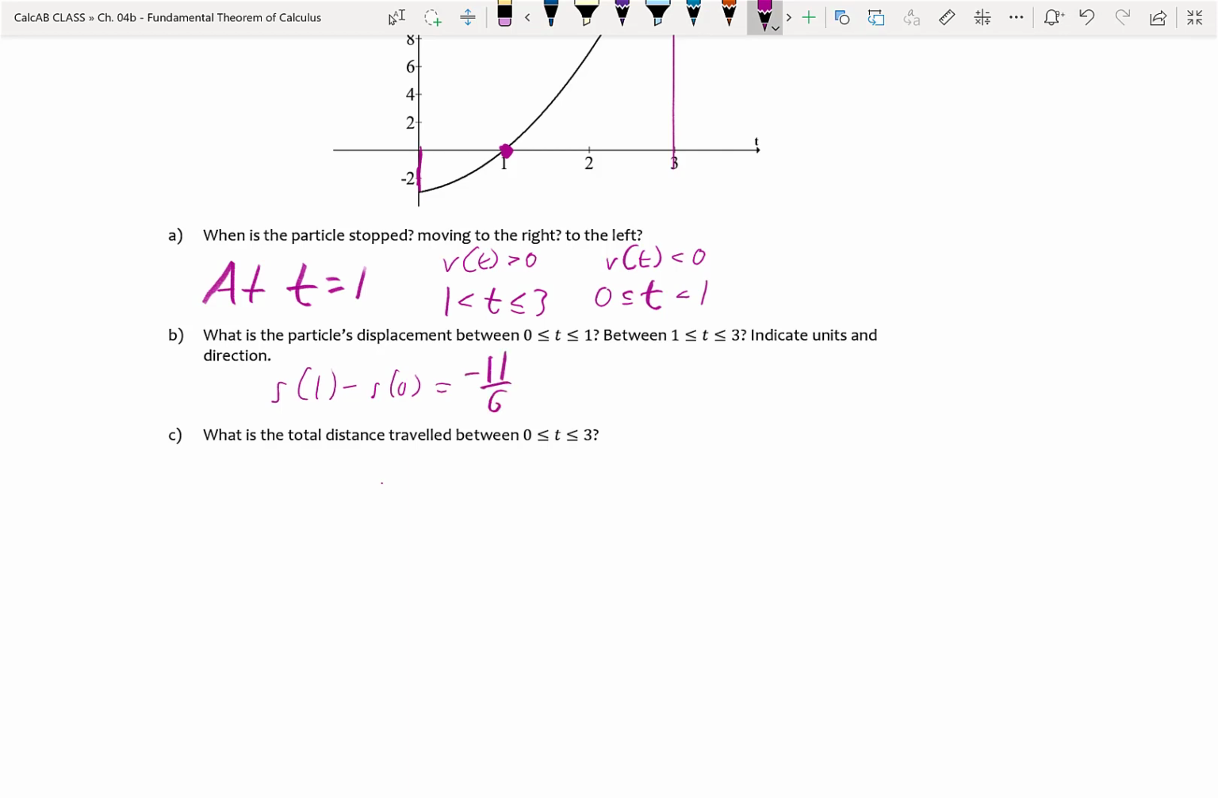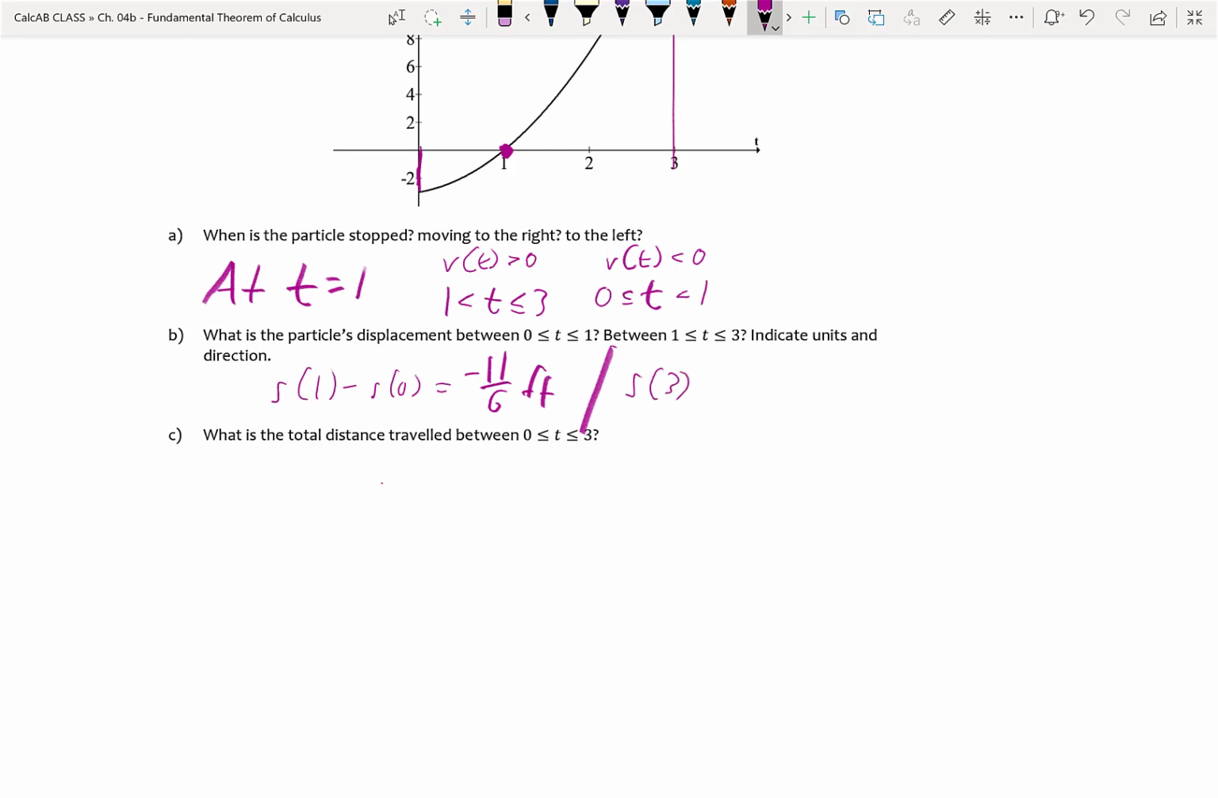This would be negative 11.6 feet. It says indicate units and direction. So you can say negative 11.6 feet, or you can say 11.6 feet. Direction would be left. Okay, then we're going to do between t equals 1 and t equals 3.